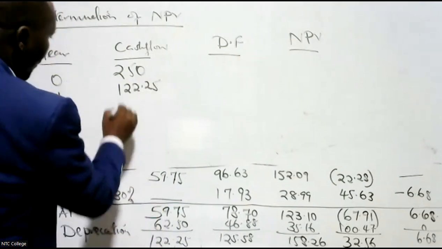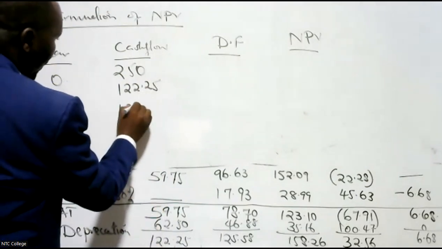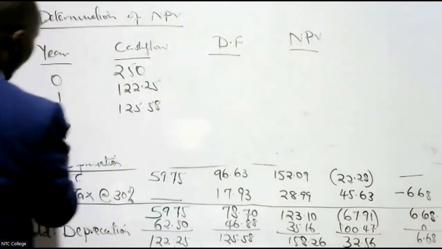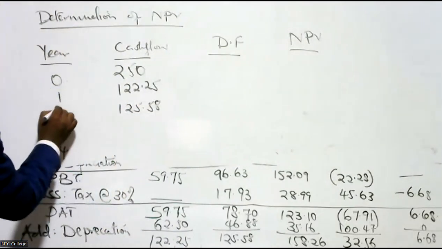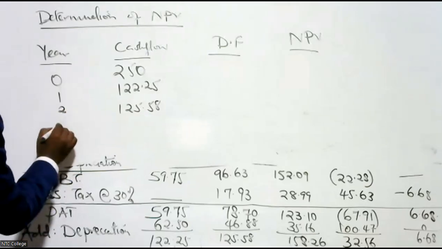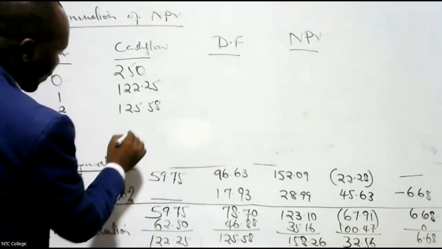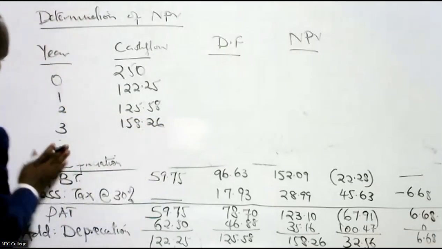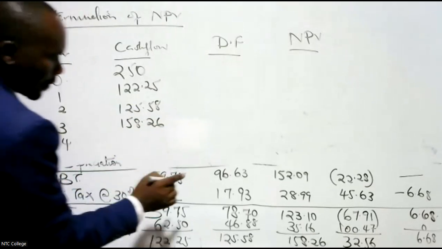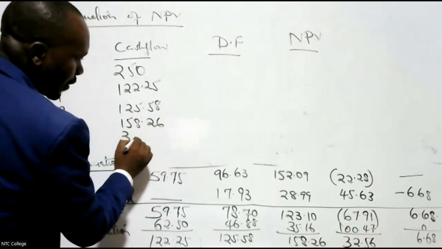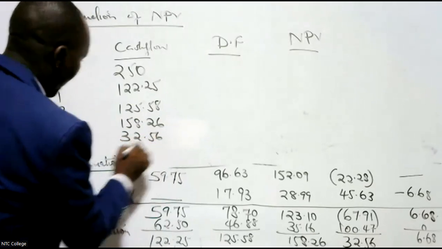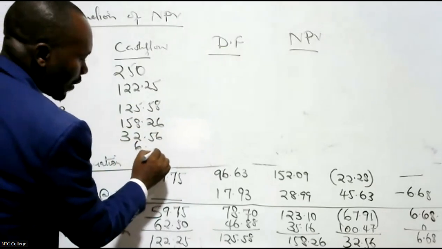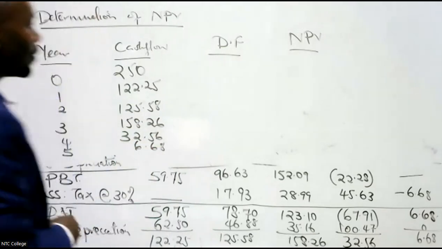This one now, 122.25. Year 2, 125.58. Year 3 is 158.26. Then year 4, 32.56. Then we now have year 5 because of the tax credit, which is now 6.68. Discounting factor.